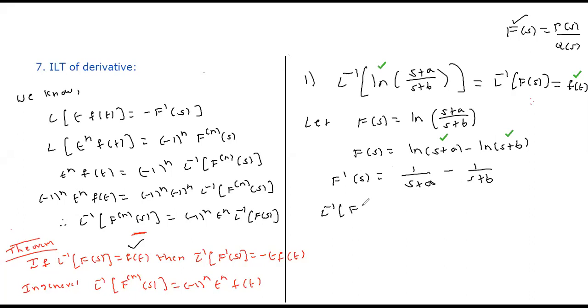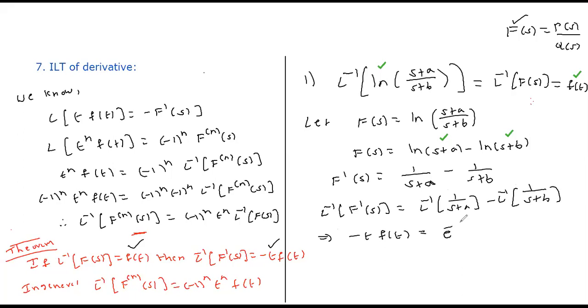L inverse of f dash of s, by applying the linearity property, is L inverse of 1 by s plus a minus L inverse of 1 by s plus b. But what is L inverse of f dash of s? It is minus t into f of t. Do you agree? Yes. Now what is L inverse of 1 by s plus a? e power minus at. And L inverse of 1 by s plus b is e power minus bt.